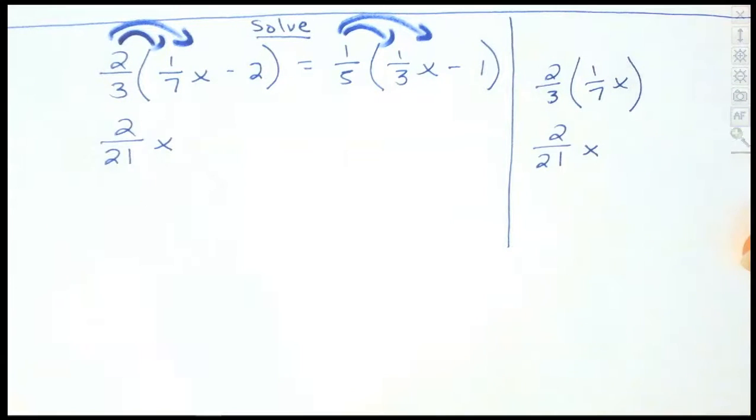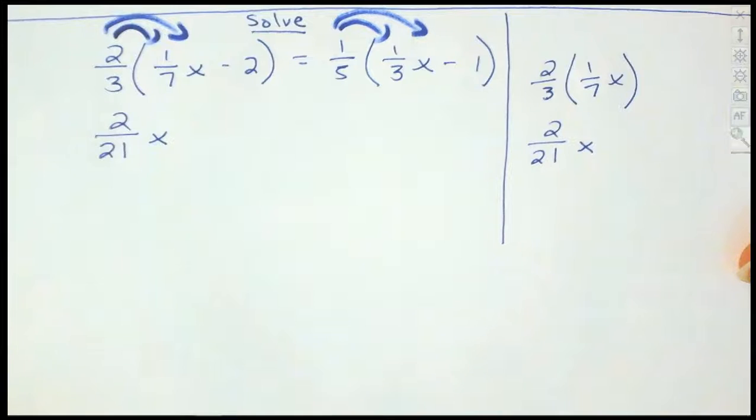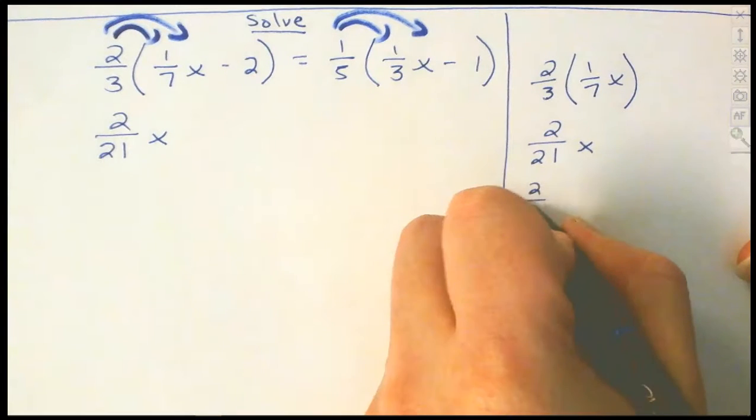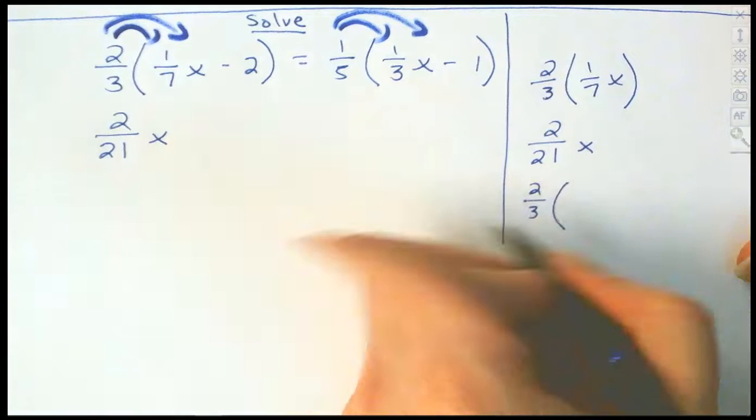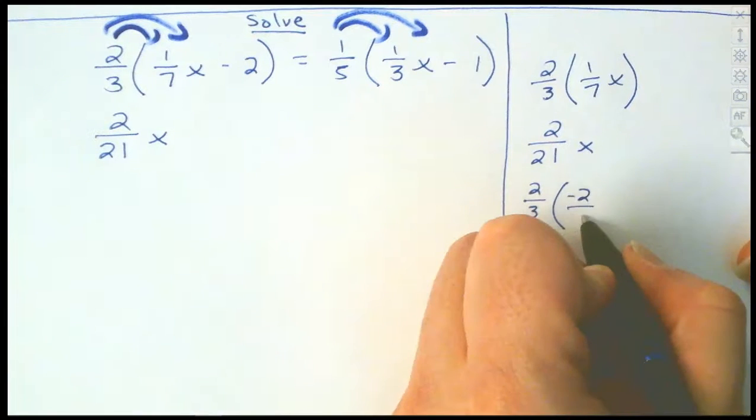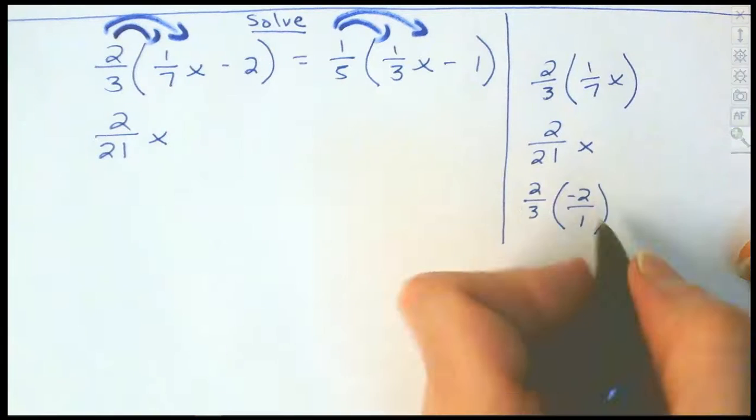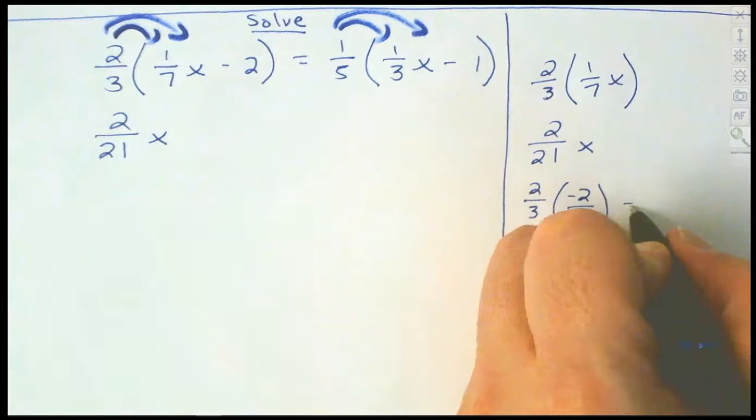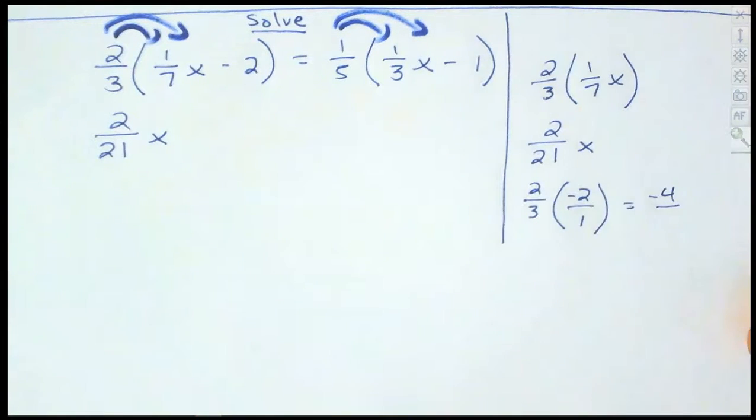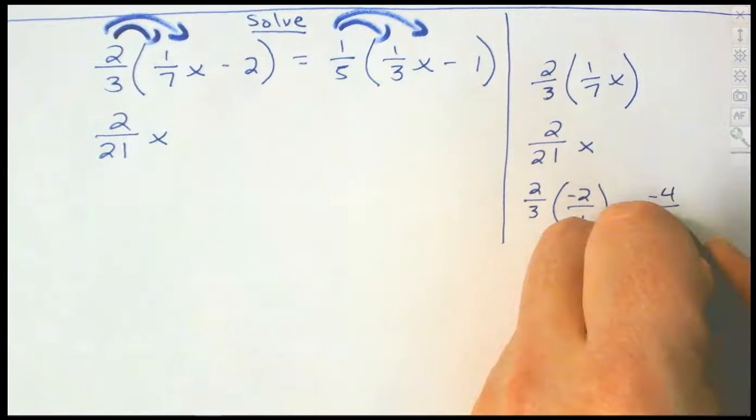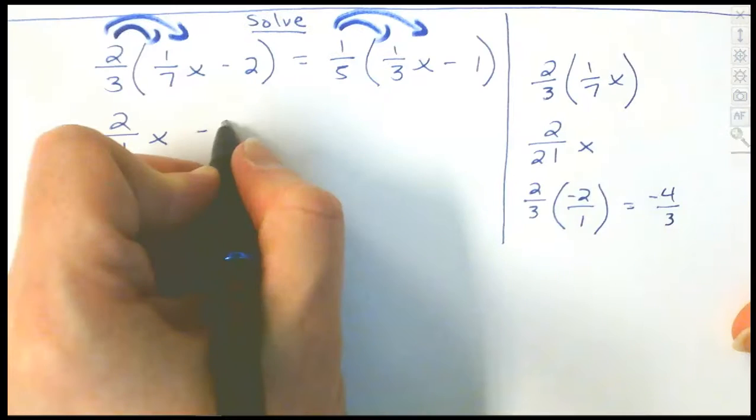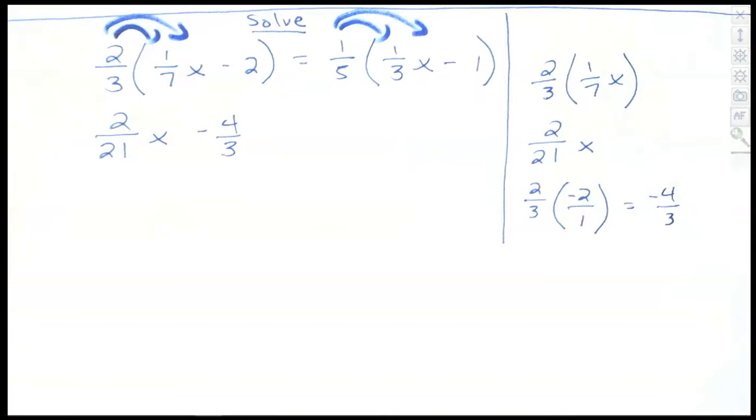What about the next piece? Okay, the next piece, same thing. We can either do it mentally or we can write it out. For the next part, we've got 2/3 times a minus 2, and we'll make that minus 2/1. Nothing can cancel again, so 2 times a negative 2 makes a negative 4, and 3 times 1 makes a 3. So that piece then comes down as a minus 4/3. Is everyone okay with that so far? So you see what we're doing?